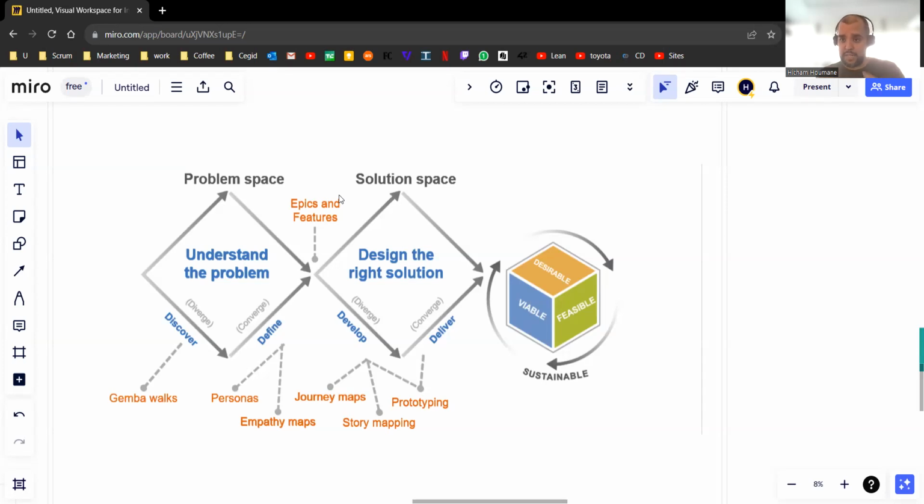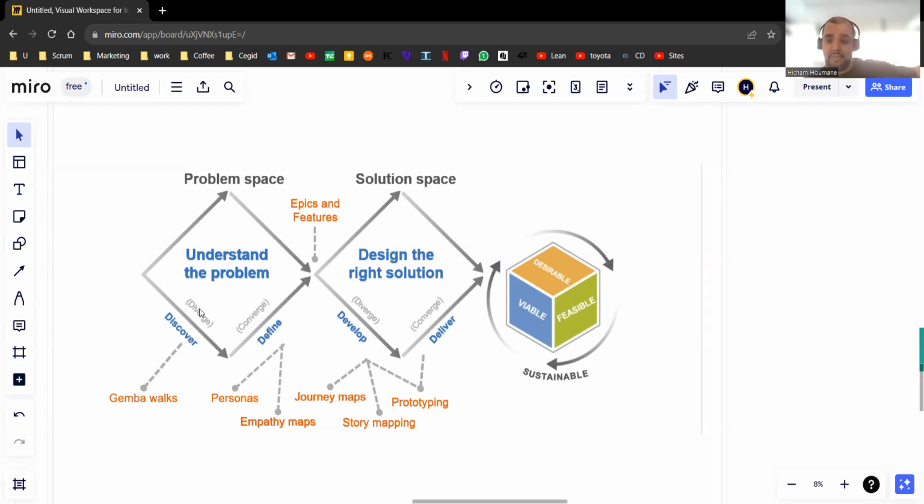What does the problem space look like in your context, and what are the tools that you can use in order to diverge? When we say something like Gemba walk, who are you going to be shadowing? How are you going to be shadowing them? How much time are you going to spend? These are decisions that you can make, and you incorporate all of this into your meeting.